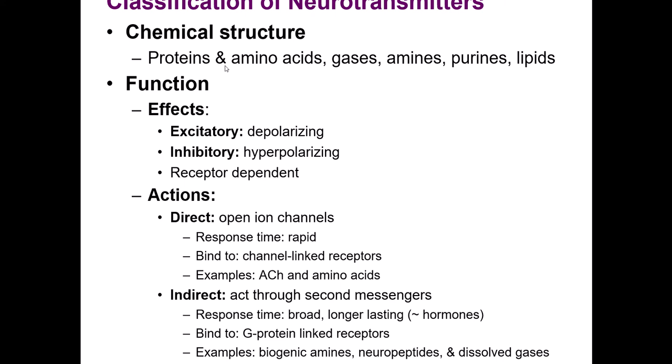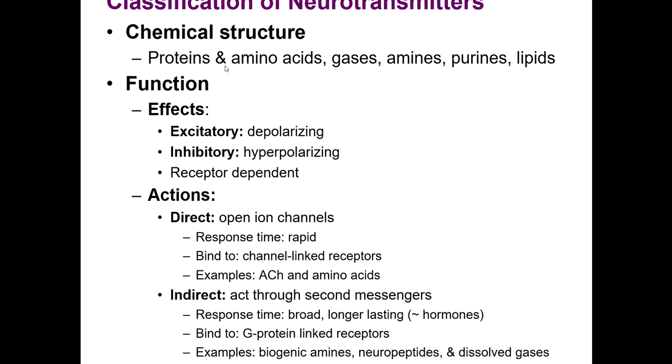The direct action neurotransmitters open ion channels, so they directly change the potential of the neuron. So these are very, very rapid responses. Acetylcholine is one of them. Most of our amino acid-based neurotransmitters like serotonin and dopamine are like that.